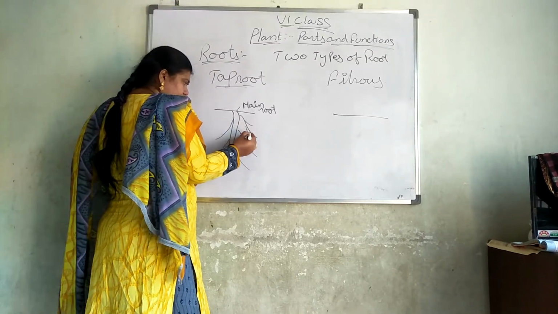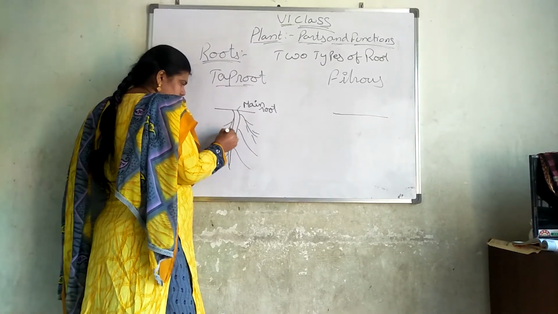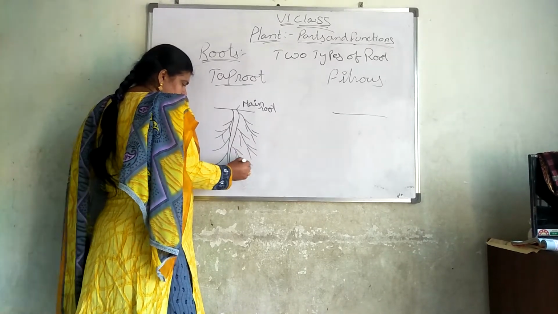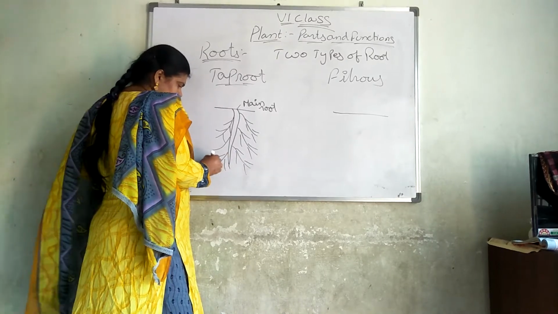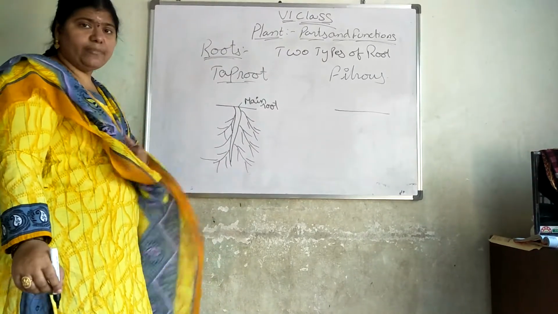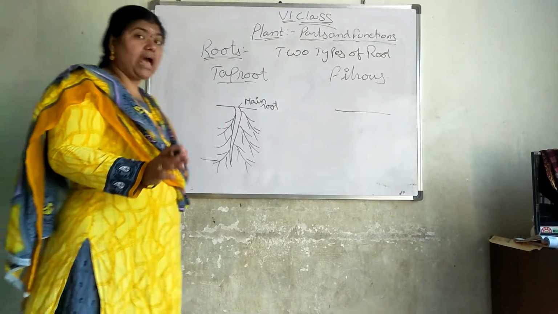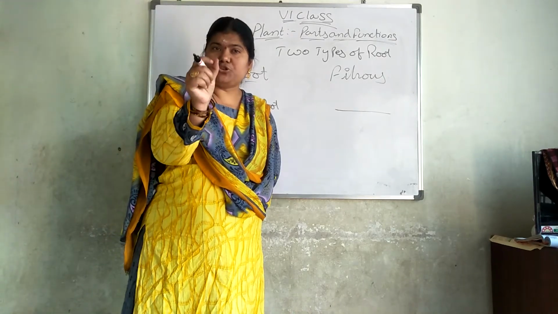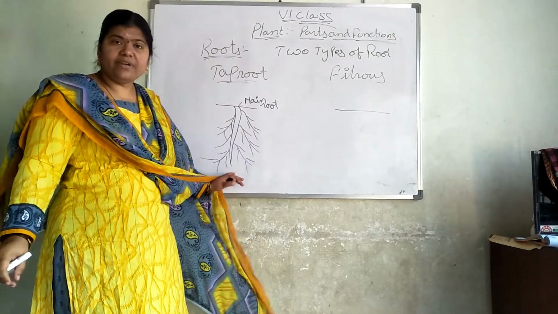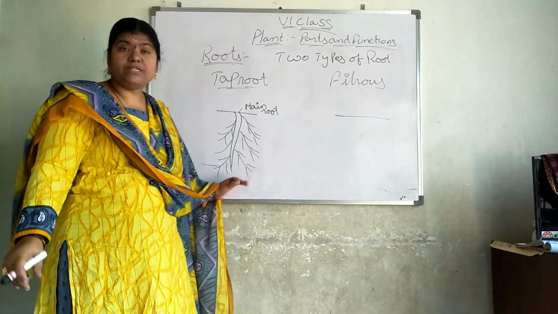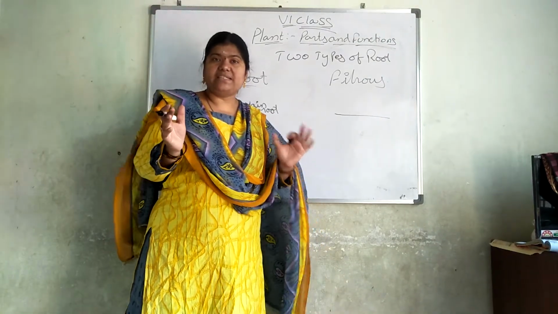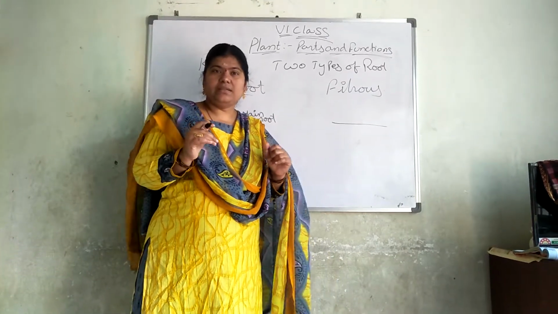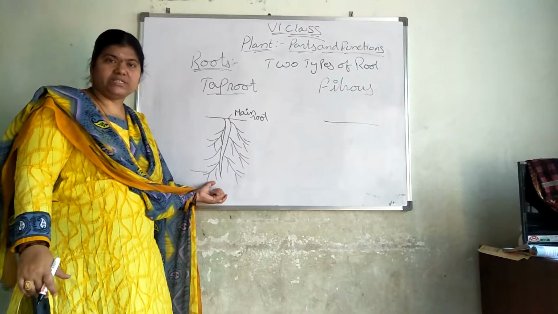You can see here. This is called as the taproot system. It is having a main root. In the taproot system, the middle part will be very strong and the lateral roots will be very light. These trees will be very large, very big. Example I will tell for you: mango, peepal, coconut. These all come under taproot systems.